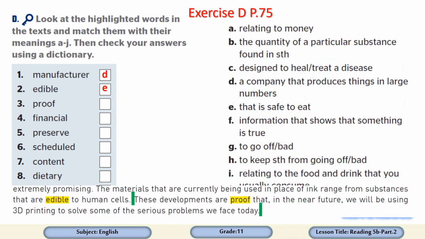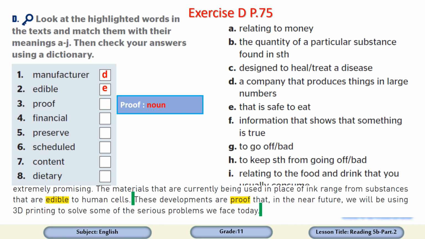We proceed with word number 3, and the unfamiliar word is proof. These developments are proof that in the near future we will be using 3D printing to solve some of the serious problems we face today. So, what part of speech is the word proof in this sentence? Very good. It's a noun.